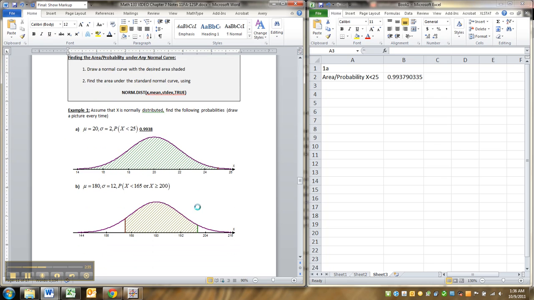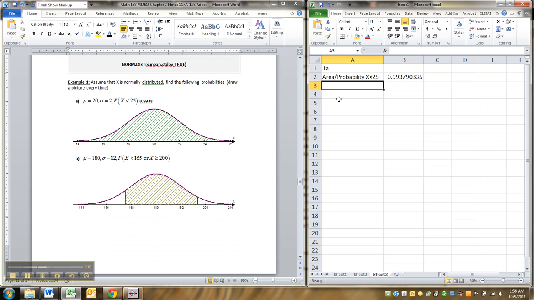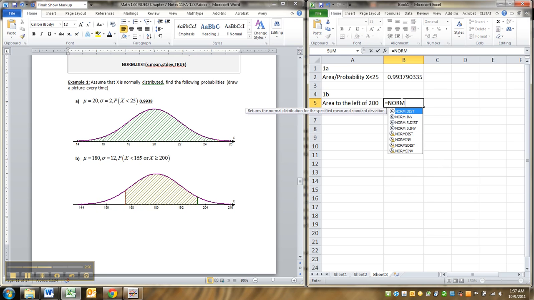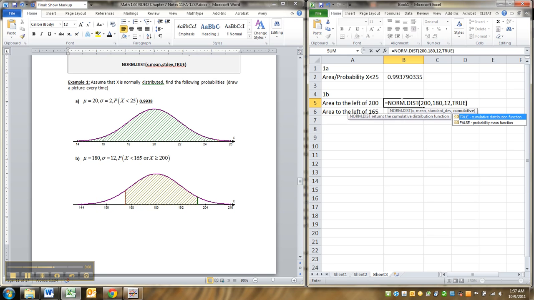All right, now what about the next one? I want the area in between. Okay, well, we ran into this before, but I'll do it again. So I'm going to have to find the area to the left of 200. Then I'm going to find the area to the left of 165. Right? So area to the left of 200 equals norm dist, or norm dot dist for me, 200, comma, well, the mean was 180, standard deviation was 12, true.